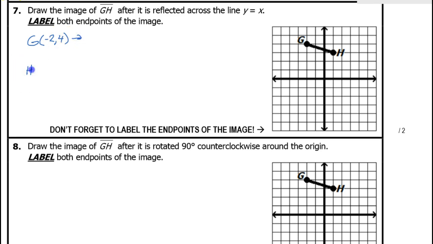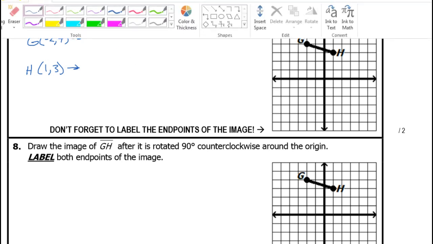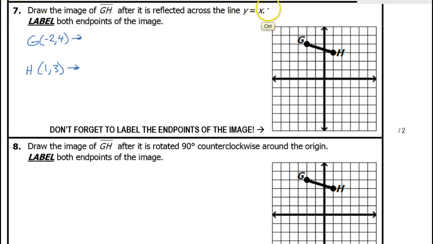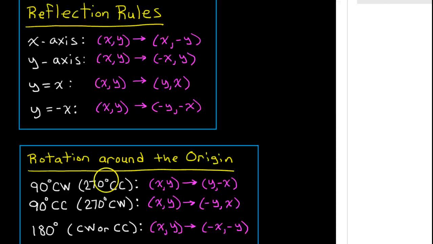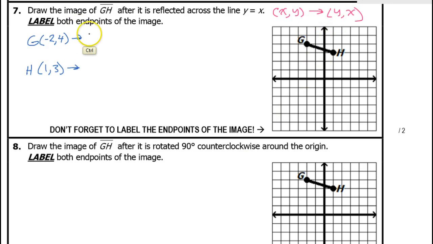And then point H, that's (1, 3). So you could do this algebraically, because when you do a reflection over the line y equals x, then (x, y) becomes (y, x). Right? Is that not the rule that we have memorized? I think so. So that means we're just switching places. So G prime should simply be (4, -2) as we reverse, and H prime should be (3, 1).